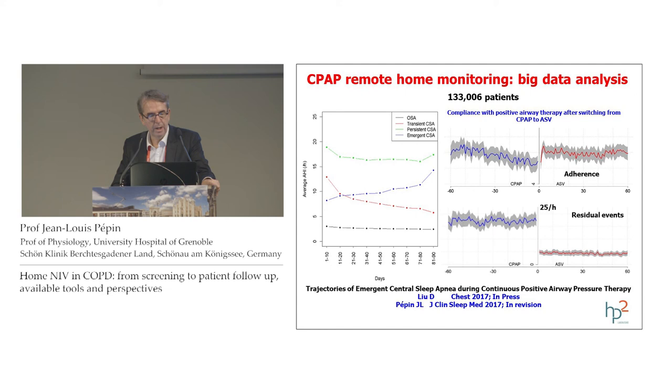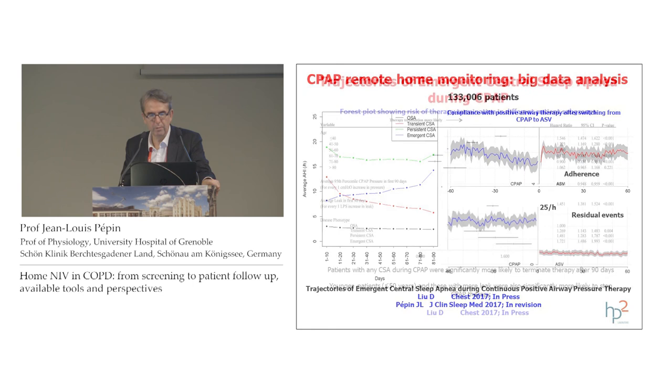with normalization under CPAP. And interestingly, after 2 weeks or at maximum 1 month, you can see the response to the CPAP device regarding the different phenotypes for the patient. And you have a progressive decline in compliance with CPAP in these patients with CSA under CPAP. And when you shift to adaptive servoventilation, you have immediately an improvement in adherence and a normalization of residual events.